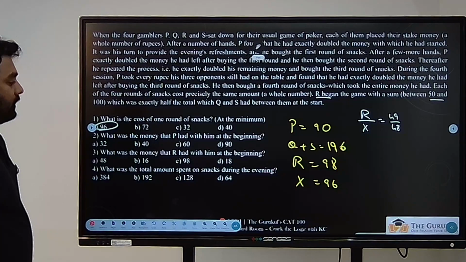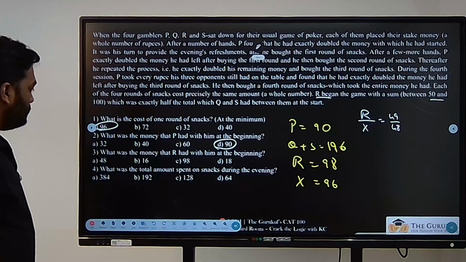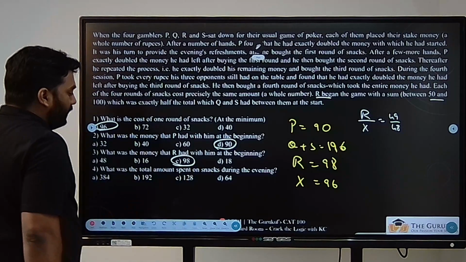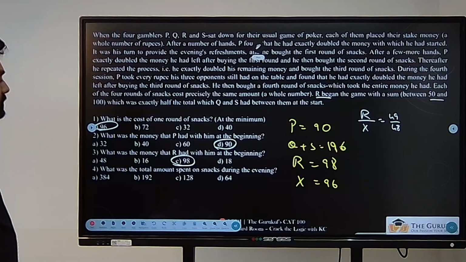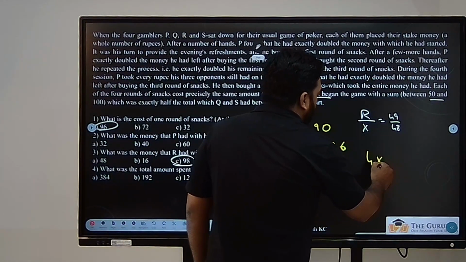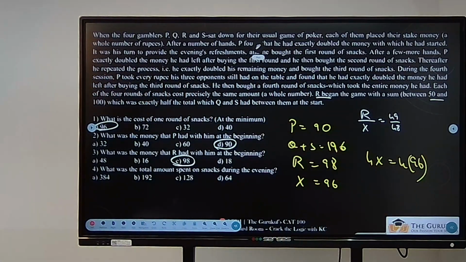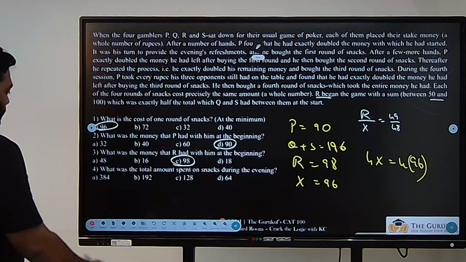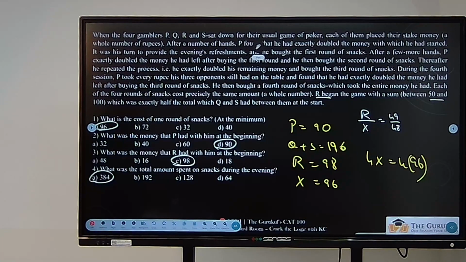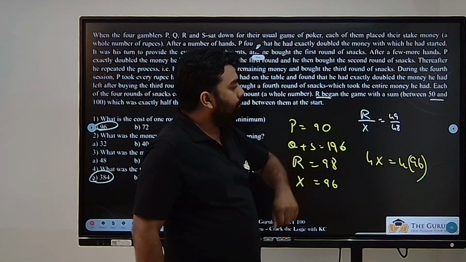What was the money that P had with him at the beginning? P started with 90 rupees. What was the money with R at the beginning? R started with 98 rupees. What was the total amount spent on the snacks? Snacks is equal to 4x, which is 4 into 96. Perfect. That is 384.